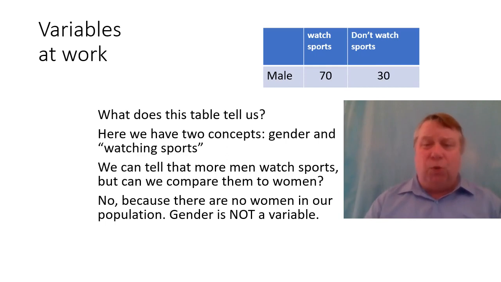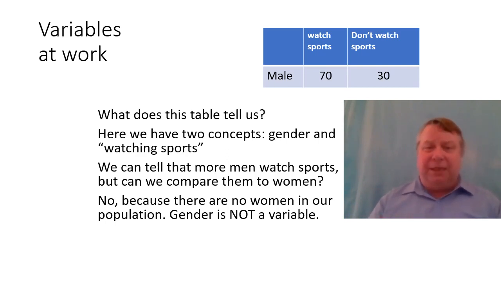Now, how do variables work? When we measure different variables, we can then say things about them. So look at this table. What does it tell us? We have two concepts, gender and watching sports. So some people watch sports, some people don't watch sports. Of course, you can have other categories in there, such as watch sports sometimes. So what does it tell us?